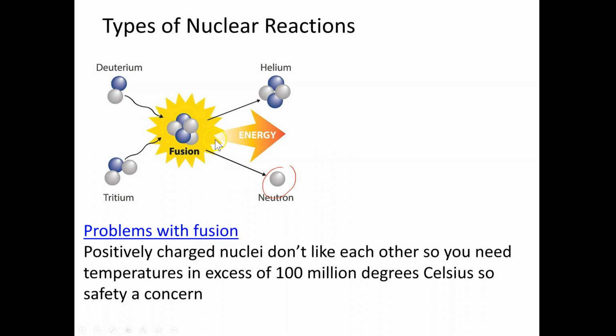One, you're forcing two positively charged nuclei to get together. It's kind of like putting two magnets together with the same polarity. They'll repel each other. They don't want to get near each other. Same dynamic here. So in order to accomplish it, you need a temperature in excess of 100 million degrees Celsius, which is extremely high. And for us to simulate it on Earth, we're going to need magnetic fields.